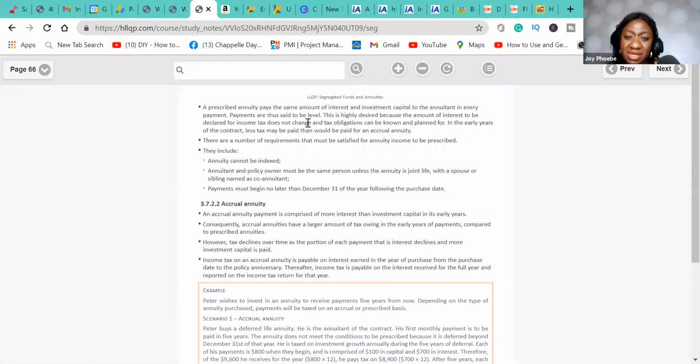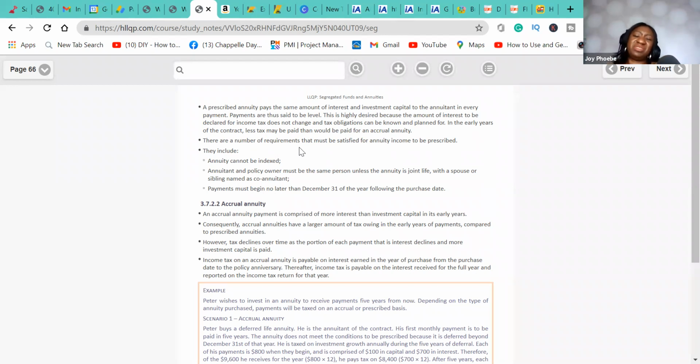A prescribed annuity pays the same amount of interest and investment capital to the annuitant in every payment. Payments are thus said to be level, and this is highly desired because the amount of interest to be declared for income tax does not change, and the tax obligation can be known and planned for.